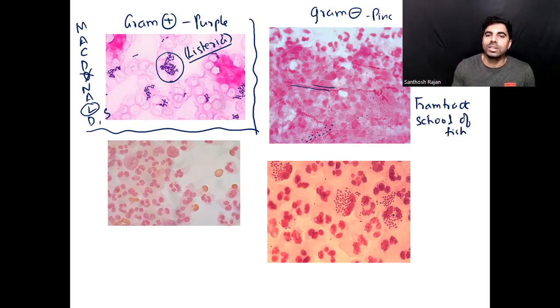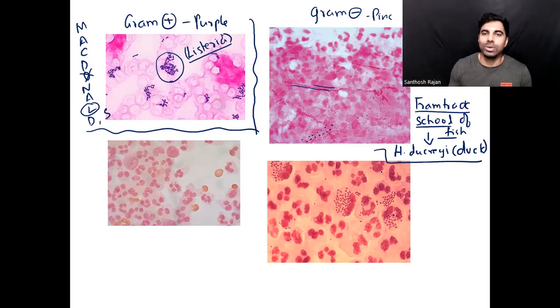Who goes to school? Who walks on the tram track to go? Duck. Which duck? Haemophilus ducreyi. Very simple: Ducreyi, duck, remember. The duck goes to school walking on the tram track. So Haemophilus ducreyi, that's one. When this picture comes, please remember, it causes a painful genital ulcer, an STD ulcer.